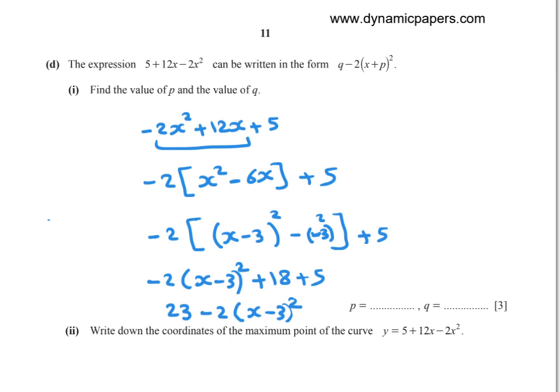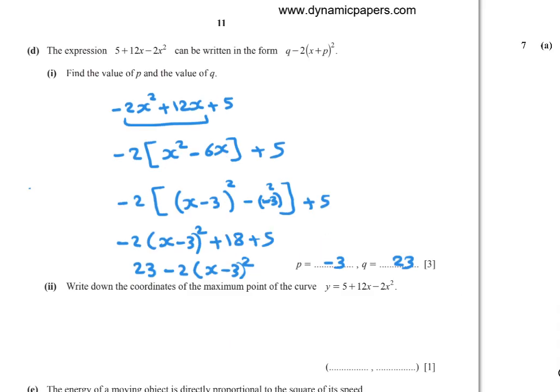So this is the form we need. So q equals 23, and negative 3 equals b, so b equals negative 3. So b equals negative 3, q equals 23.